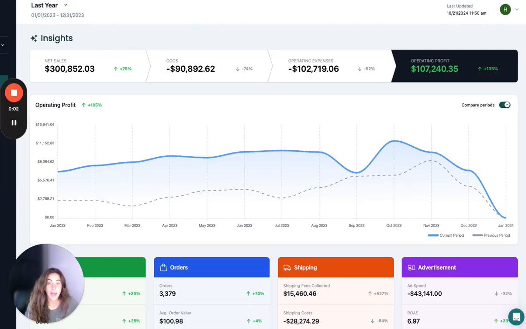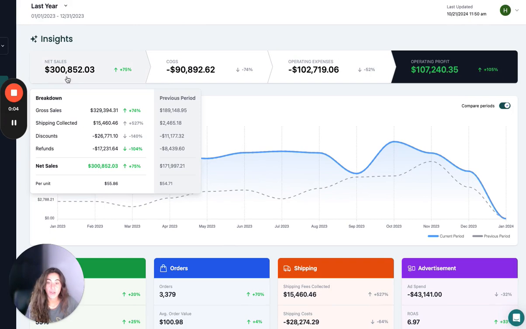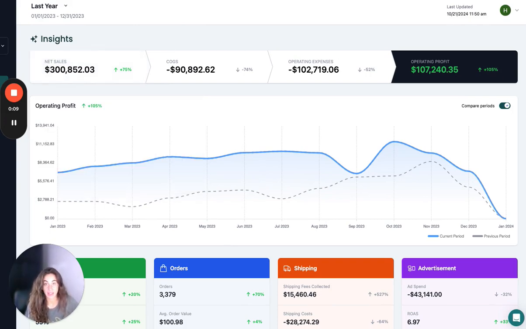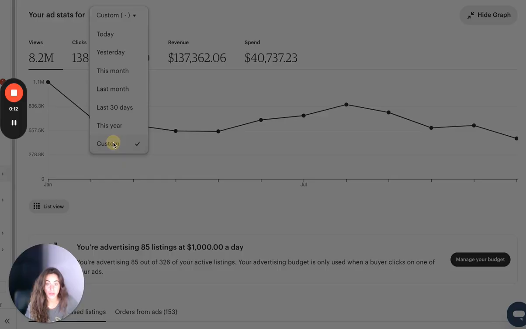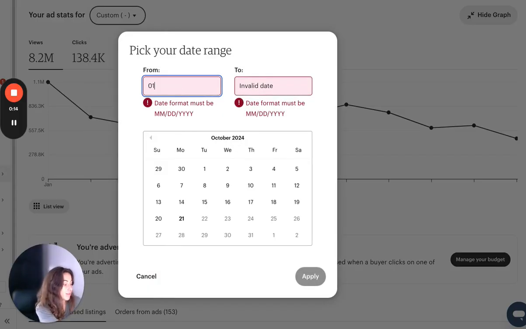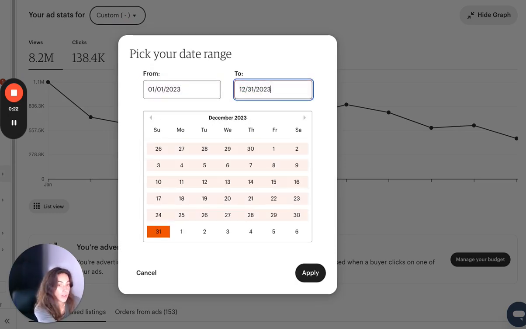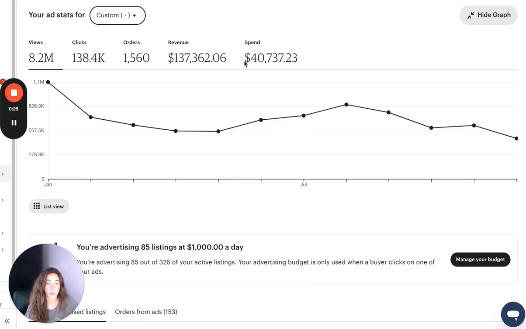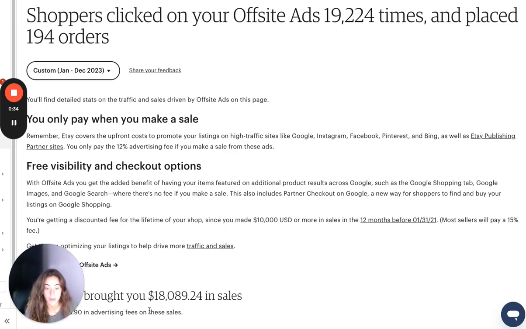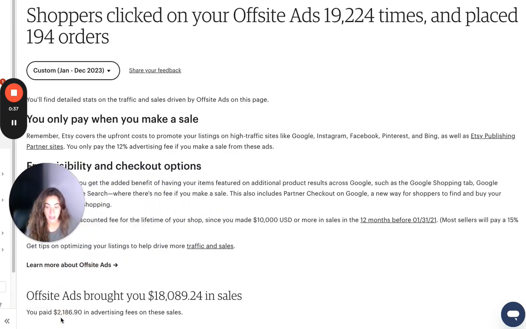Hi guys. So last year alone, I would have done about half the amount of revenue if I did not run Etsy ads. So last year in 2023, if we do a custom date picker here of 1/01/2023 to 12/31/2023, you can see that we spent $40,000 on Etsy ads. That's $137 in revenue, but that's not including what we spent in offsite ads. So if we look at our offsite ads, you can see that an additional $2,000 was paid, another $18,000.